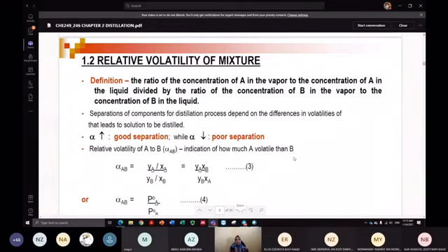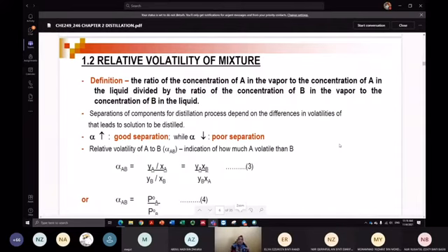Then we're going to proceed on the relative volatility of the mixture. Okay, mixture of A and B. Remember, just now I mentioned that your mixture can be a mixture of liquid, a mixture of vapor, or maybe a mixture of liquid and vapor, that are considered as condition of the feed. Okay, condition of the feed.